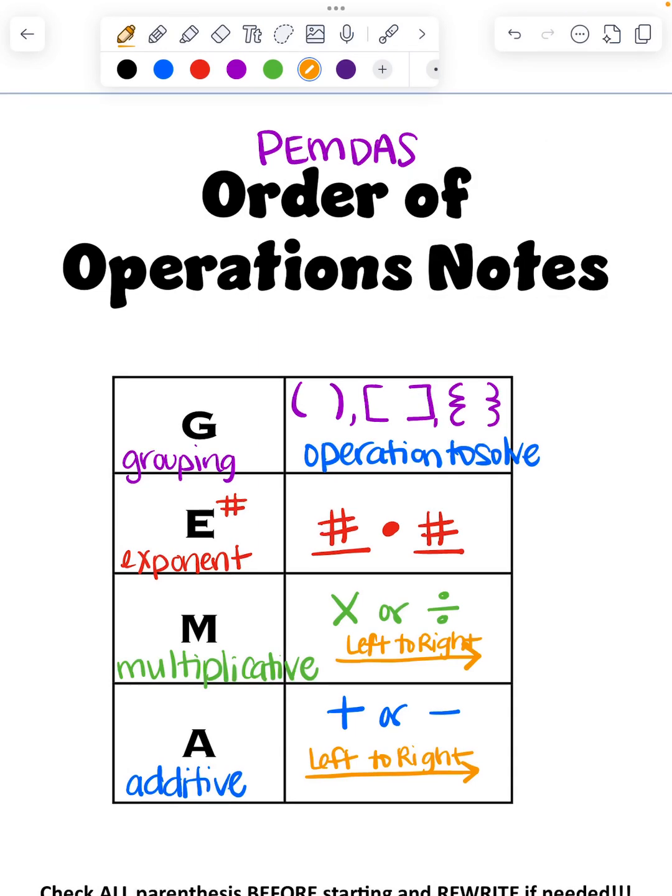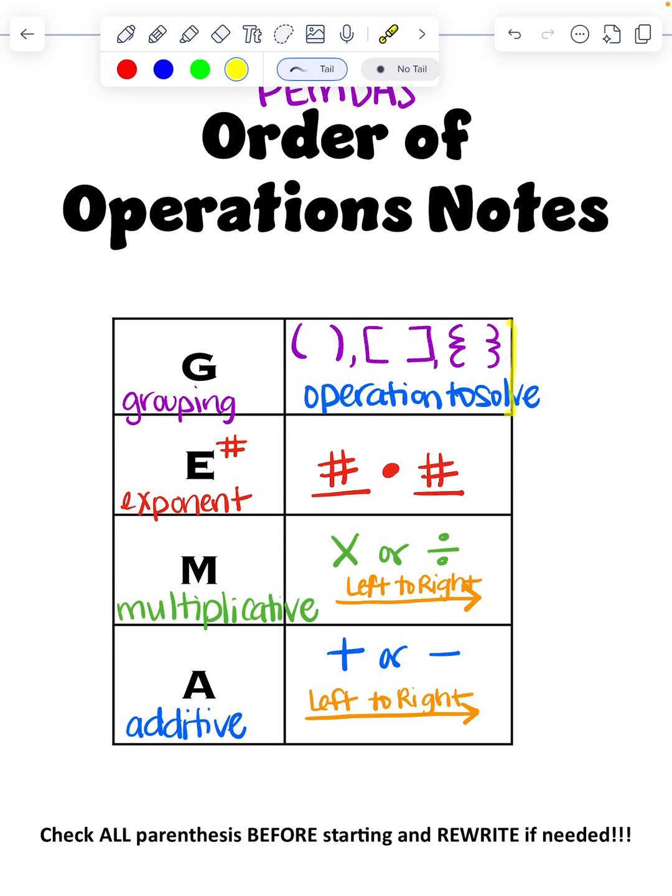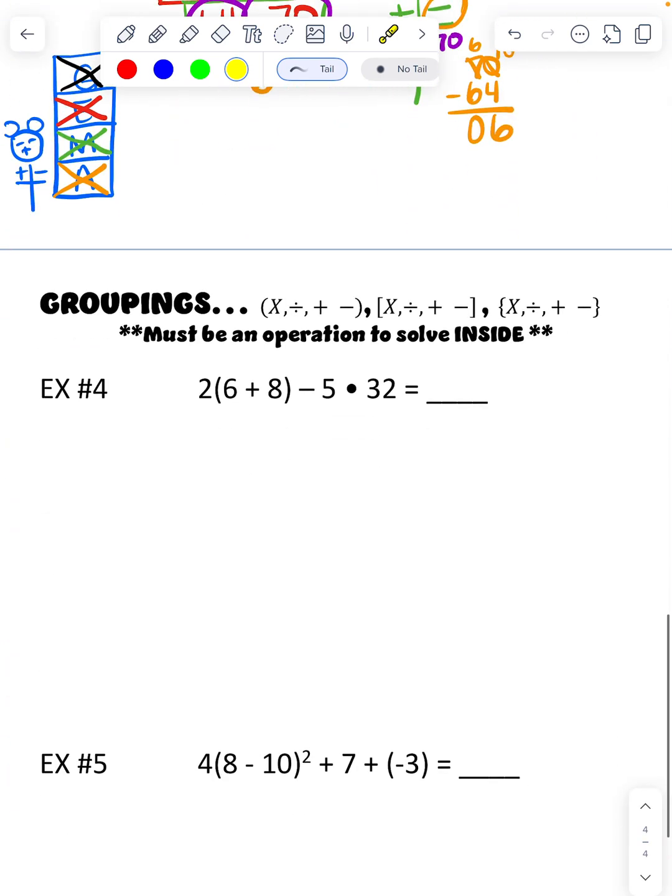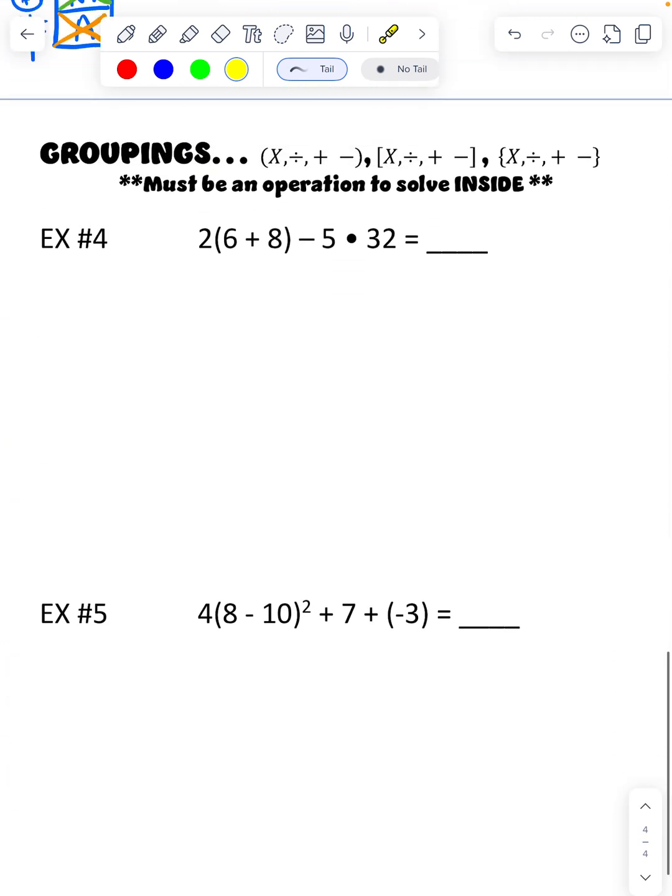All right, we're going to finish up our order of operations notes, or our GEMA notes today. And the last section we're going to focus on is our groupings section. So today we're going to have different groupings to solve with. We're adding that last piece to our GEMA puzzle. All right, so scroll to where it says groupings.